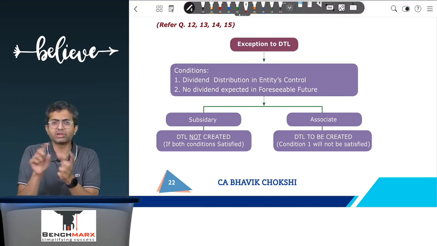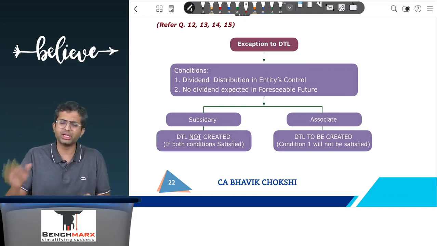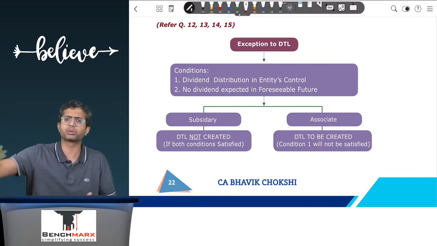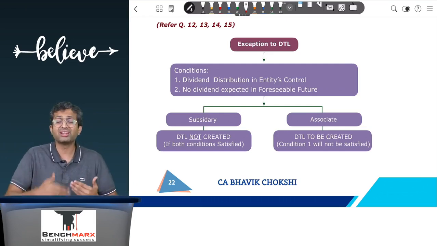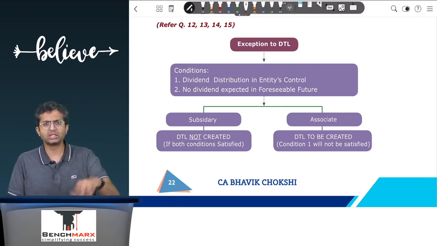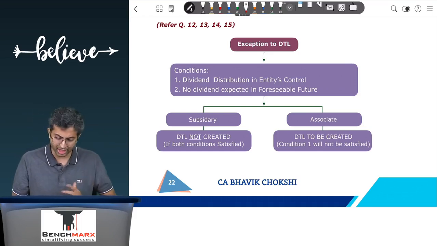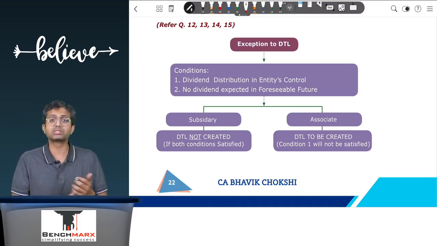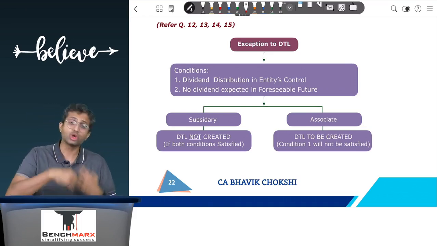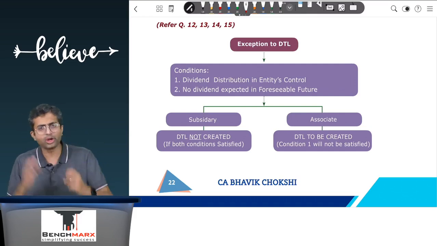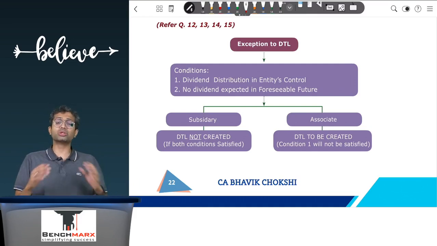Now, if this 100 gets distributed, then the parent will have to pay tax on that. However, the parent believes that the subsidiary will keep those 100 for the purpose of its future reinvestment, in which case, if the 100 is not distributed, then the parent does not need to pay tax till the time it is distributed, and the parent can control that timing. And hence there is an exception provided: if dividend distribution is within the entity's control, which is the case in holding subsidiary cases, and the entity does not expect or does not order the subsidiary to pay dividend in the foreseeable future, then there is no need to create deferred tax.